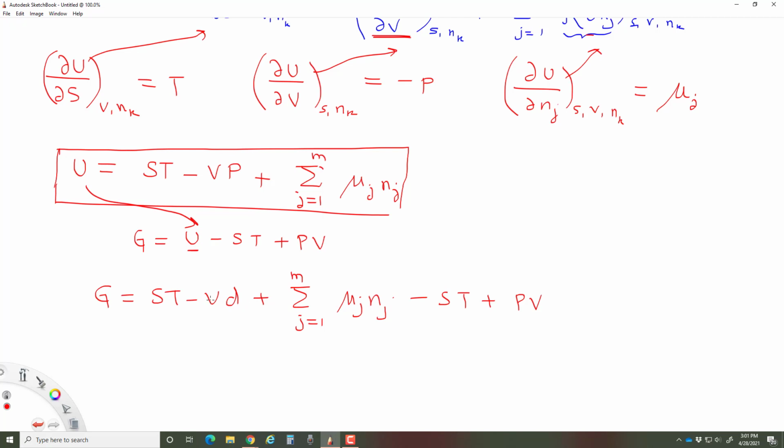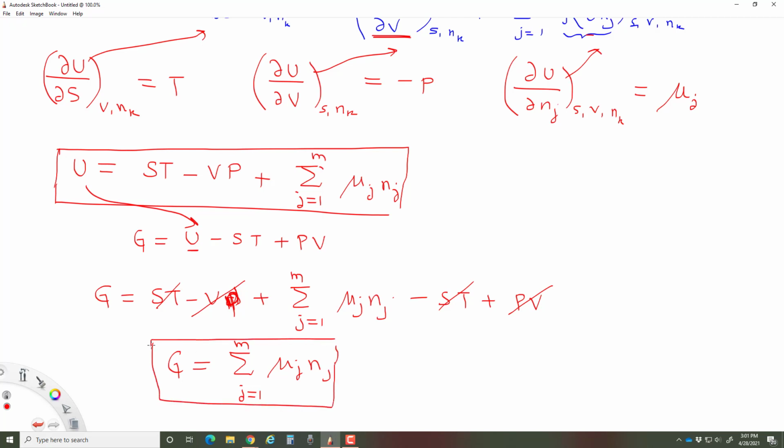Let's see, something is missing. This is P, sorry, not D, P. So VP and PV cancel, ST and ST cancel, so G will then be the summation from j equals 1 to m of mu j n j. So this is the Gibbs function, and this is for multiple species of particles.